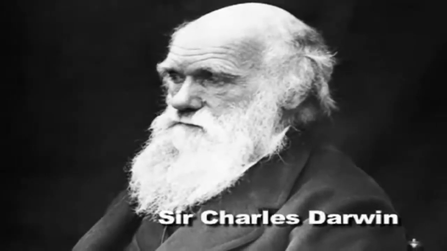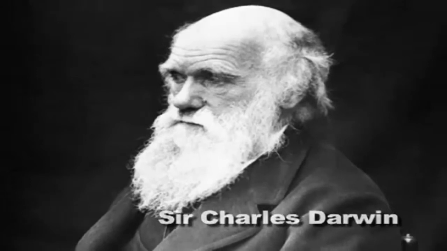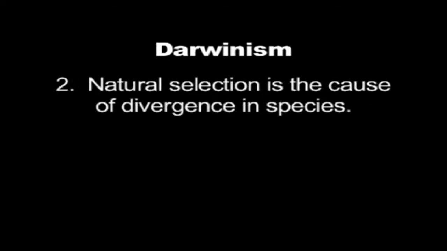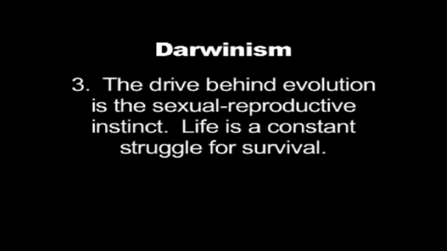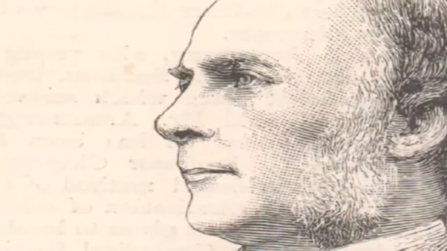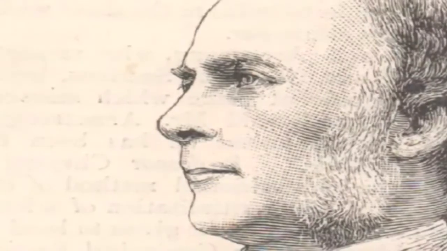Galton was the half-cousin of Sir Charles Darwin, the famous originator of the theory of evolution, which also would come to be known as Darwinism. The three main tenets of Darwinism are the evolutionary transformation from one species into others, natural selection is the cause of divergence in species, the drive behind evolution is the sexual reproductive instinct, and that life is a constant struggle for survival. Galton actually used the theory of evolution to substantiate his new science of eugenics.